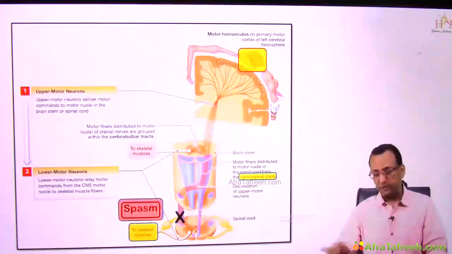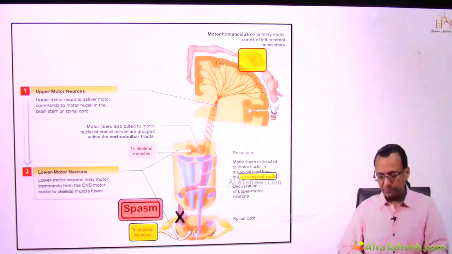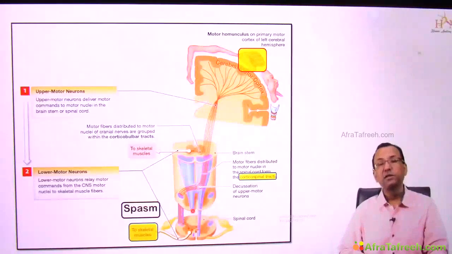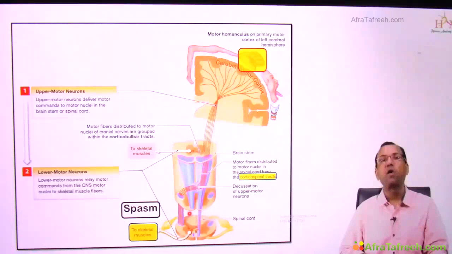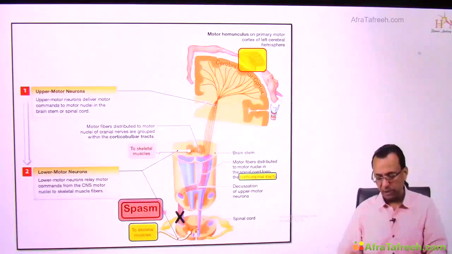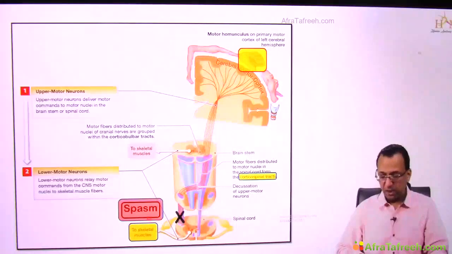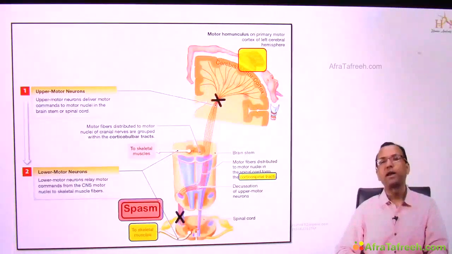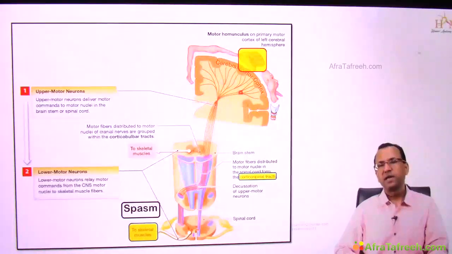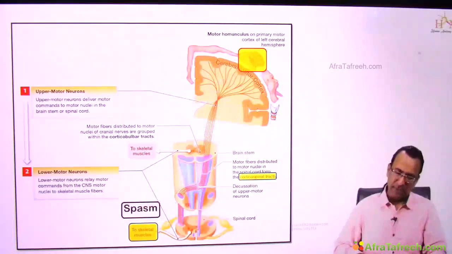Now, after decussation, if there is an injury to the pyramidal tract in the spinal cord, where will the spastic paralysis be? It will be on the same side. This time it is ipsilateral. Yes, understand. Injury in the brain, there will be contralateral spastic paralysis. And injury in the spinal cord, there will be ipsilateral spastic paralysis.